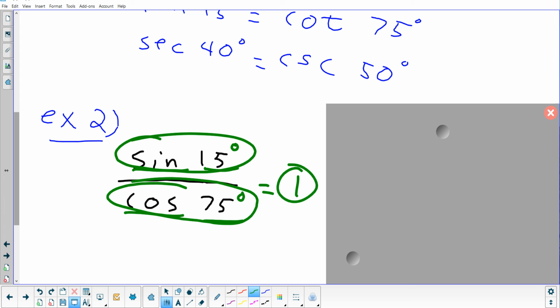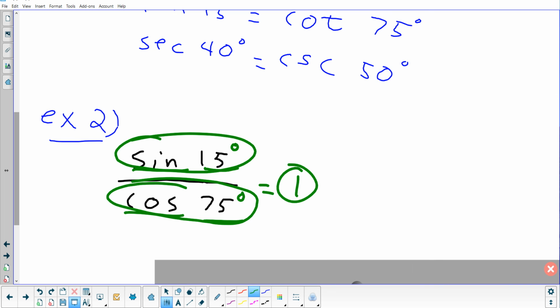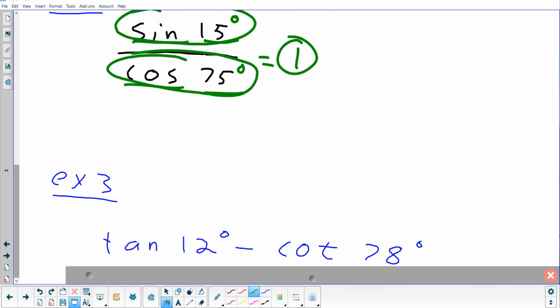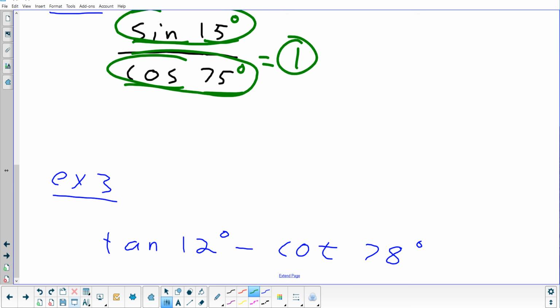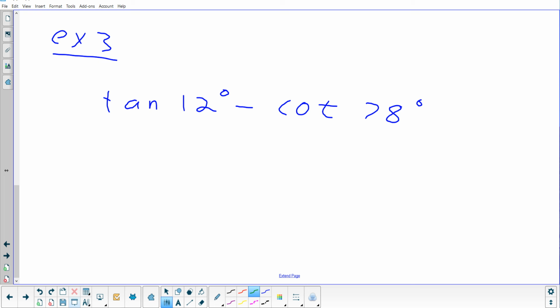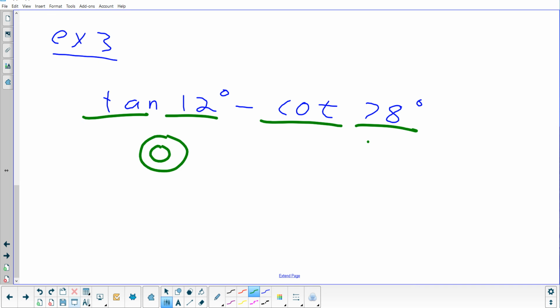Now if you change that 15 to a 16, that messes everything up. You can't do it. As long as you have cofunctions of complementary angles, you know you have two things that are equal. And when you divide two things that are equal, you always get 1. How about this one? The tangent of 12 minus the cotangent of 78. Yep. 0. Cofunctions. Complementary. That means this and this are equal. If you subtract two things that are equal, you always get 0.